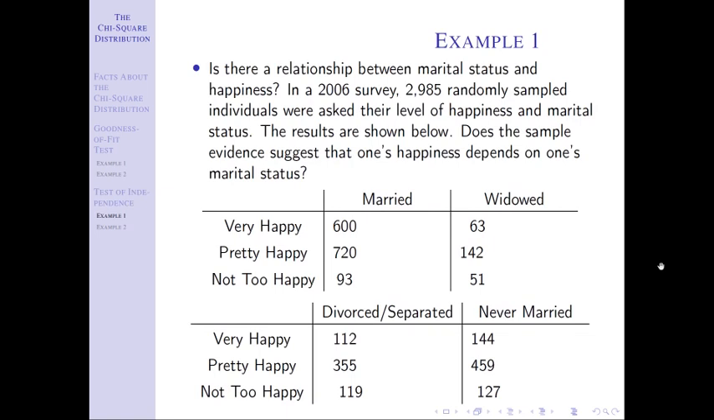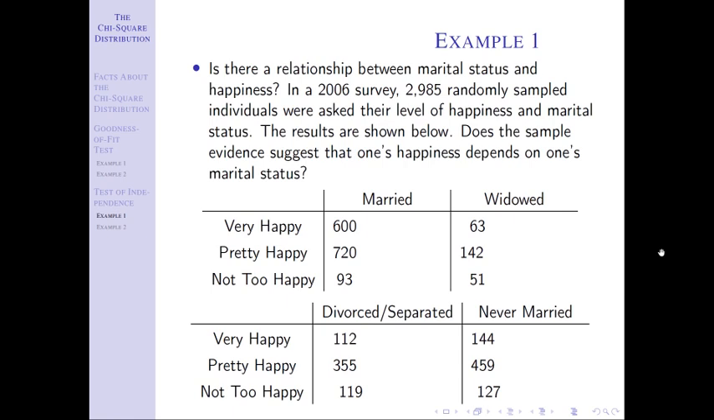And so for an example, is there a relationship between marital status and happiness? We asked almost 3,000 people their level of happiness and marital status. Notice again, I know that I have qualitative data because the individual responses are married, widowed, divorced, separated, never married, very happy, pretty happy, not too happy. These are all qualitative variables. And again, the data that we're analyzing is the counts of said qualitative variables. Very, very key to make sure you understand that.